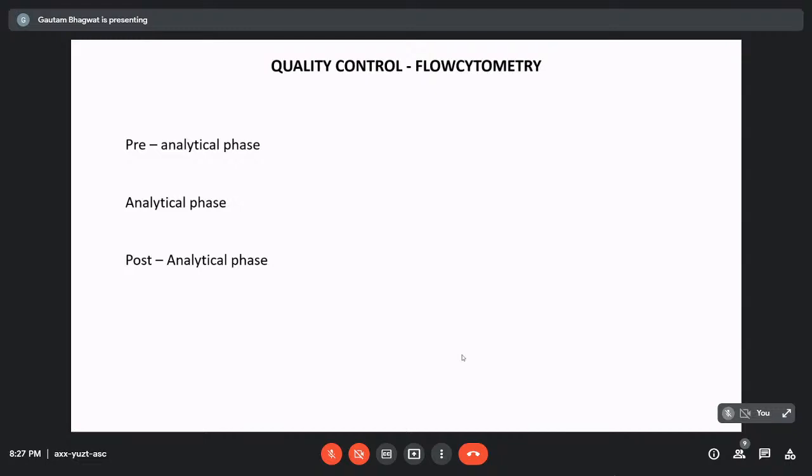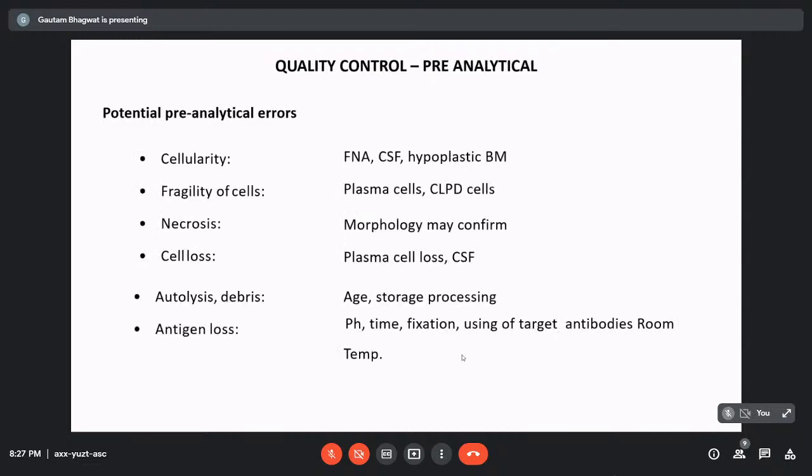So there are three phases, as we all know: the pre-analytical phase, analytical, and the post-analytical. Potential pre-analytical errors are cellularity. For example, an FNA or a hypoplastic bone marrow will give you very few cells, and in these low cellularity samples, it becomes very difficult to make much of any analysis. Then plasma cells are fragile cells which would degenerate very quickly. There can be necrosis, you can have plasma cell loss, you can have autolysis or age, so therefore we sample as soon as possible. Or there can be an antigen loss because of, again, time or fixation issues.